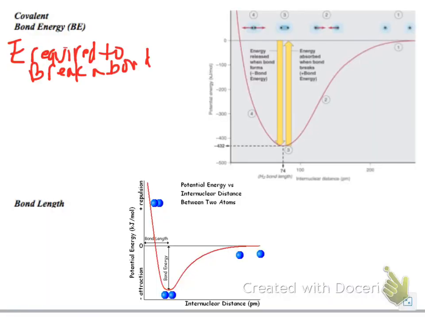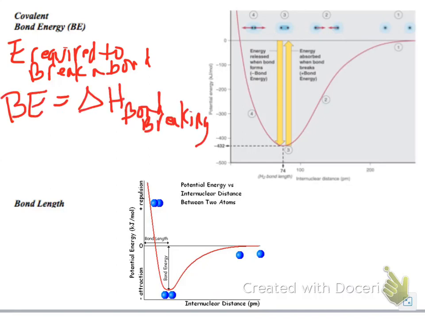So bond energy is another new term we need to know, and it's the energy required to break a bond. Now it always takes energy to break a bond, right? We learned that. So the bond energy in this case is the delta H, or the heat associated with breaking the bond, the energy that has to be put in.